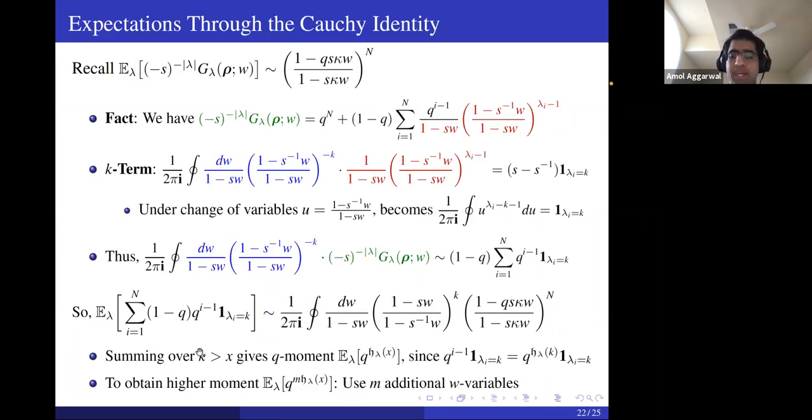You sum over k, and this will give you the first q moment formula. It'll give you something like q to the h of lambda of x, not k times h of lambda of x, but just h of lambda of x, so the first q moment. To obtain higher q moments, you use not one w variable, but many w variables. So I add several w variables into the game, and I will get higher and higher q moments out of this.